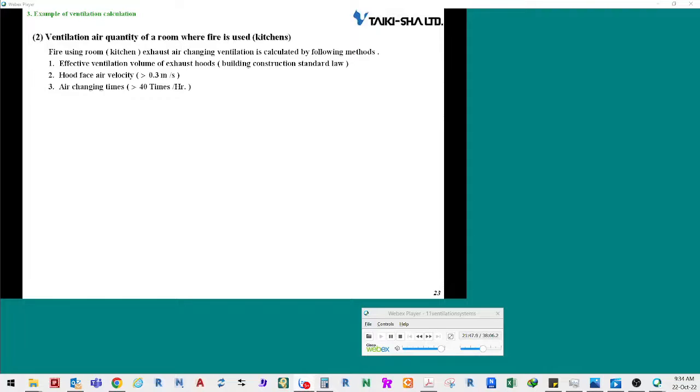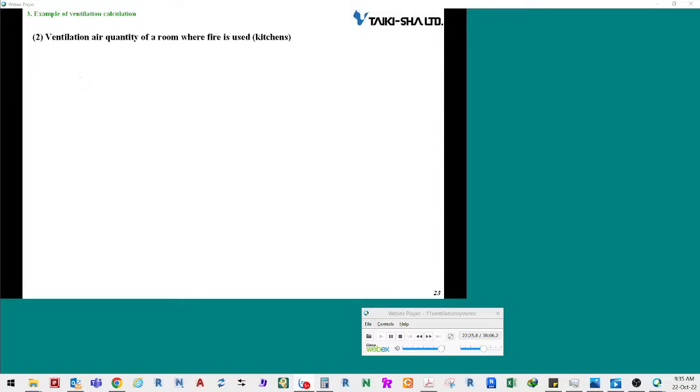2. Ventilation air quantity of a room where fire is used. When you perform the calculations to be shown on an upcoming slide to determine the ventilation air quantity of a kitchen, the following must be calculated. 1. The calculation of ventilation air quantity based on the shape of the hood according to the Building Standards Act. 2. The calculation using the minimum phase velocity which is needed to collect smoke by using a hood. 3. The calculation using the ventilation rate.